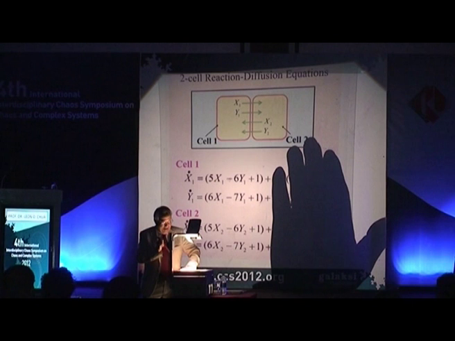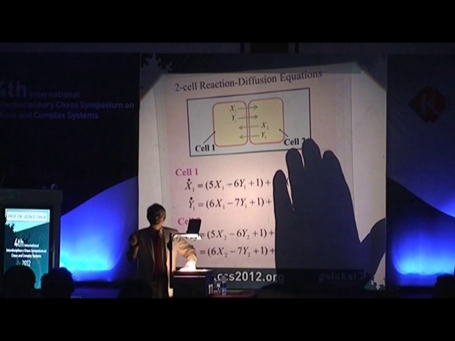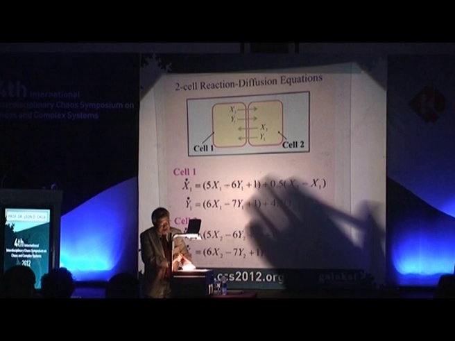But he did not know why he got it right. He just got it right. And today we will see he got it right because of my theorem. Okay. In other words, if you use my theorem, the numbers will come out. Okay. And so he said it has this reaction equation, and then it has diffusion.